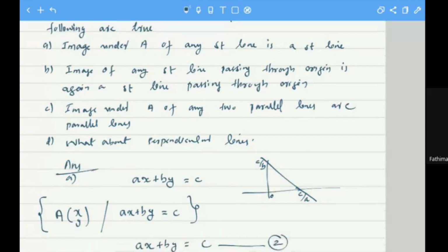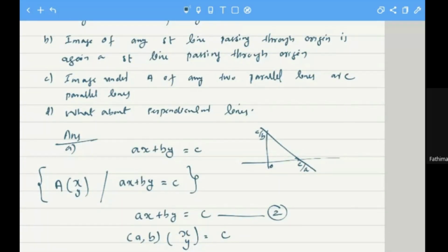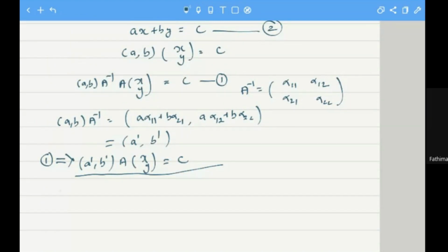How to answer that? This is clearly a special case of the first, right? Any straight line passing through the origin means it is of the form ax plus by equal to 0. So the image of the line, yeah, right. So this is a special case of the first. Here under the image, the C remained the same. Only A and B change, right? A changed to A prime, B changed to B prime under the image.